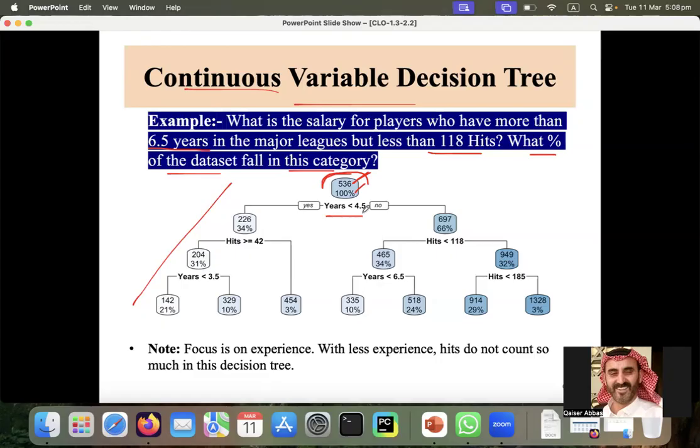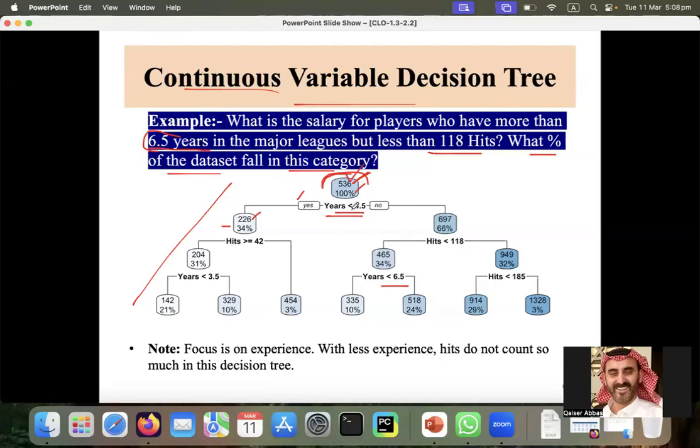Years less than 4.5. This is not a mistake here. This 6.5 is handled here. So here we are checking whether years are less than 4.5. If the condition is true, then we move here, and we have maybe 226 implies here, and it is 34% of this whole data set.